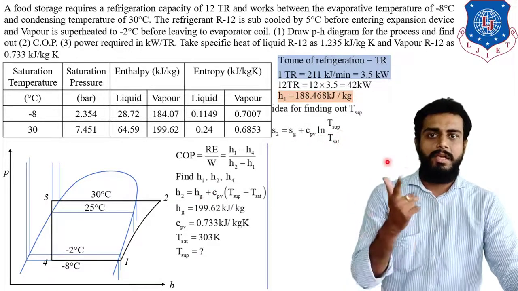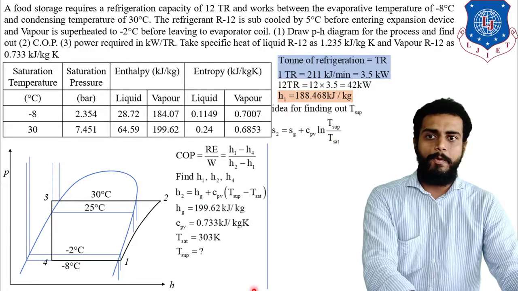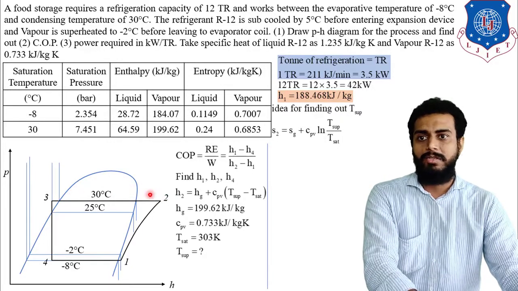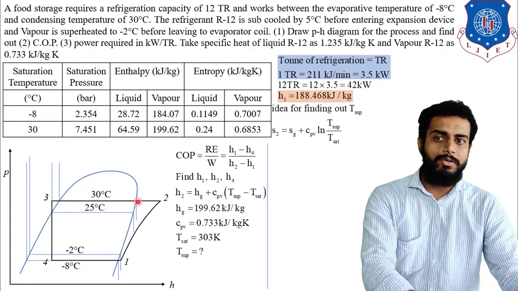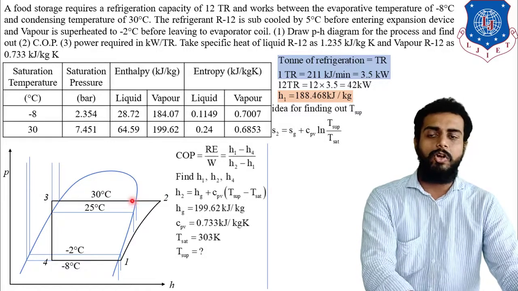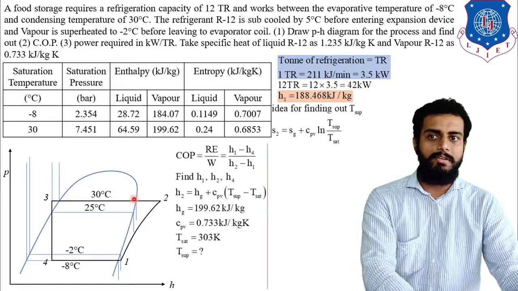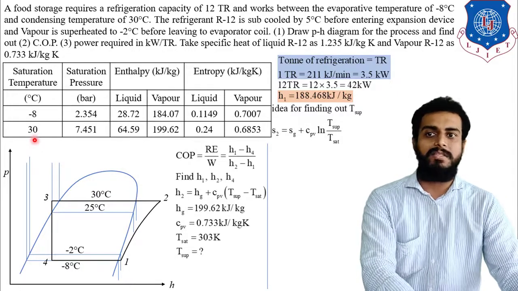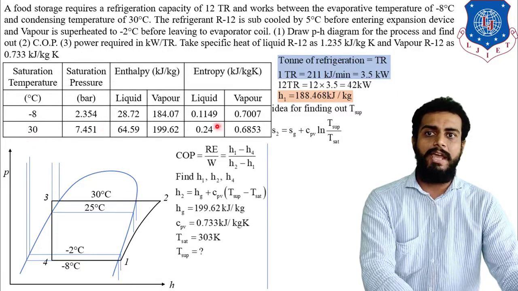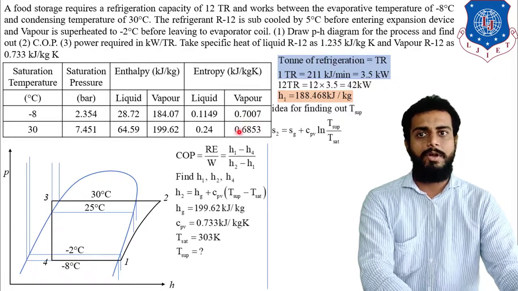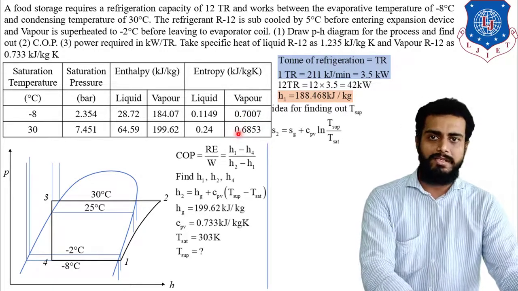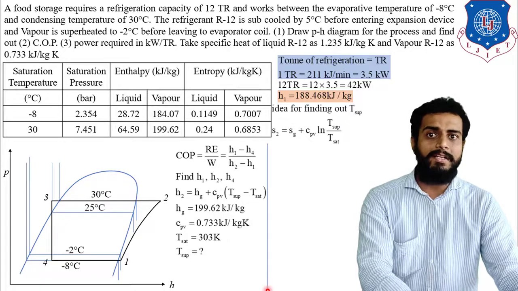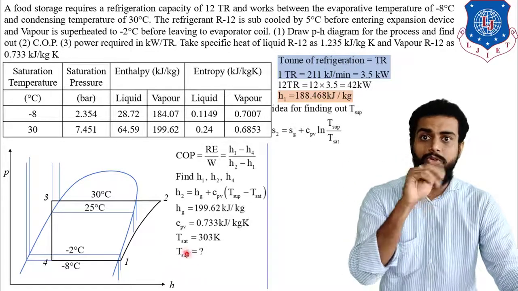In this equation, what is Sg? At point number 2, we should have the Sg. Corresponding to the 2 to 3 process, Sg is the value of entropy at this particular point. That is already given, because corresponding to 2 to 3, the temperature is 30 degrees Celsius, and at 30 degrees Celsius the entropy of vapor is 0.6853, right? So Sg we can manage, Cpv we can manage, T saturation we can manage, but T superheated is what we are supposed to find out. But here S2 we don't have.